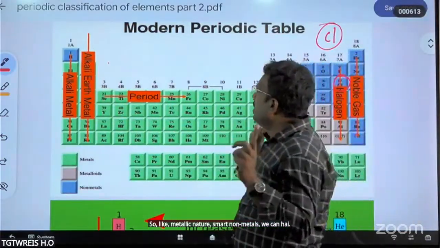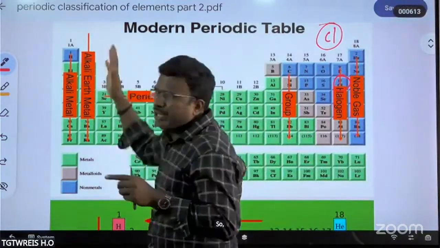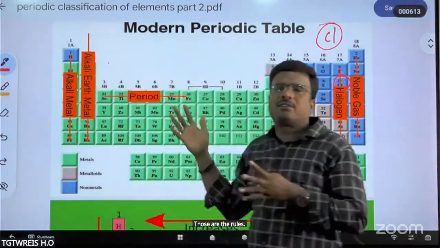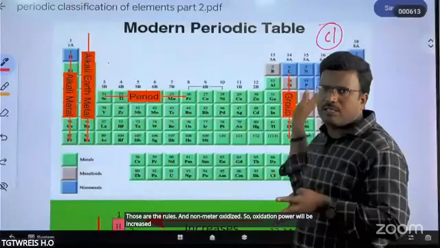So the next one. Metals are reduced and non-metals are oxidized. So oxidation power will increase from left to right.